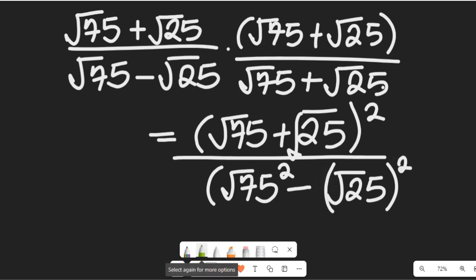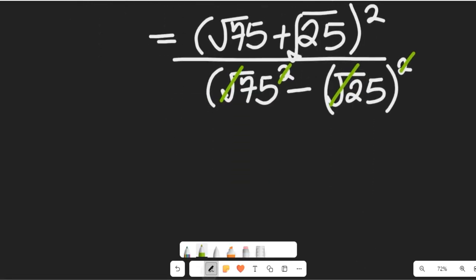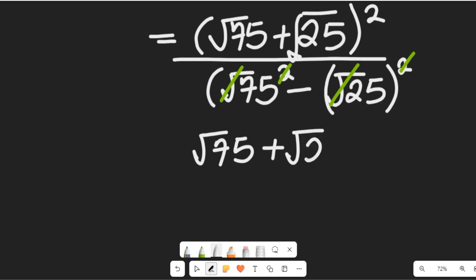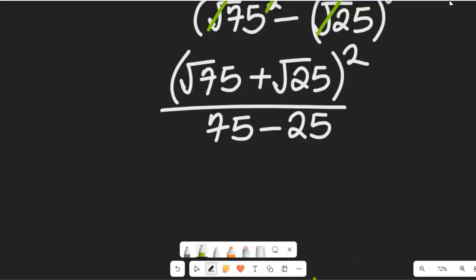So from that expression, you can see that this will clear this and this will clear this. So what do I have remaining? I'm going to have the square root of 75 plus the square root of 25, all squared, divided by 75 minus 25. Now let's recall one simple algebraic expression.